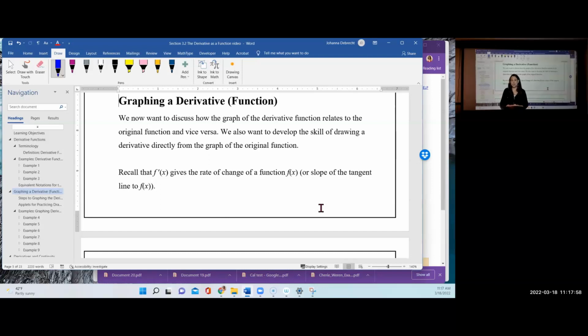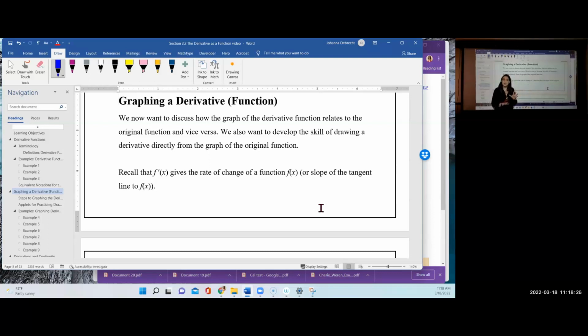Let's turn our attention now to the topic of graphing a derivative function based on the graph of an original function. In other words, if we have a function and it's graphed, we want to look at the graph of the original function and predict the overall shape of the graph of the derivative function based on the graph of the original.